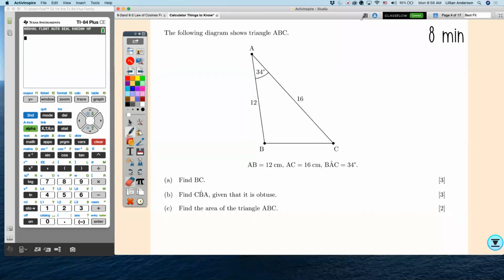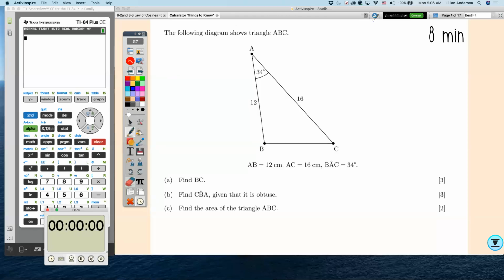The following diagram shows triangle ABC. I'm giving you 8 minutes to do this problem. The following diagram shows triangle ABC. You have that triangle there where you have one side is 12, you have an angle that's 34 degrees and a side that's 16. Bianca, what am I going to have to use to try to find BC? What piece of the curriculum? I would use the cosine rule. Why am I using the cosine rule over the sine rule, Eli?